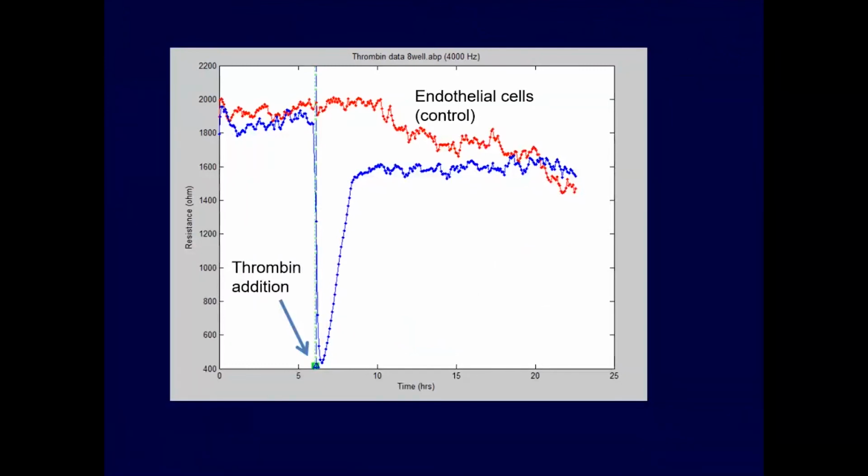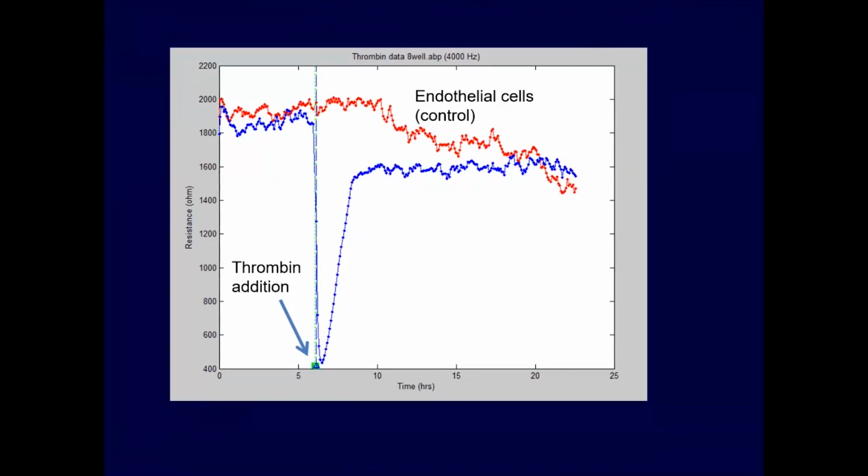Here's some raw data looking at 4,000 hertz, monitoring some, I believe these are HUVEC cells that are being treated with a fairly high concentration of thrombin. The red trace is the control. The cells are confluent, the thrombin is added. We see a drop in the resistance and a return in a few hours back to nearly control levels.